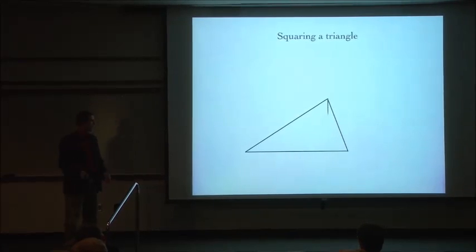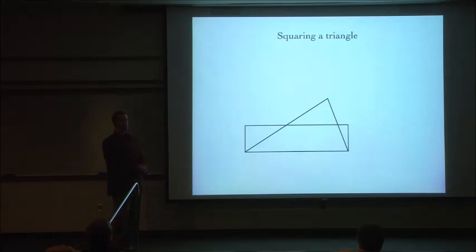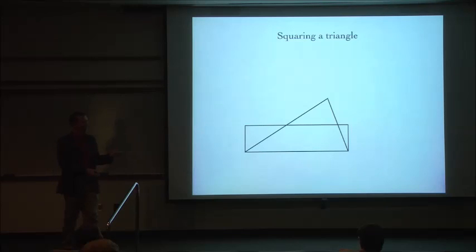And I won't walk you through all the steps. I guess I will. You drop that, you could bisect this, and I didn't show you all the steps, but you could bisect the perpendicular and use that to get the height of this rectangle. We saw on the previous slide how you construct perpendiculars, and you could use your compass and straight edge to construct this rectangle. So we're partway there. We've constructed a rectangle that has the same area as this triangle, but we really wanted a square. The square procedure is a little bit more complicated.